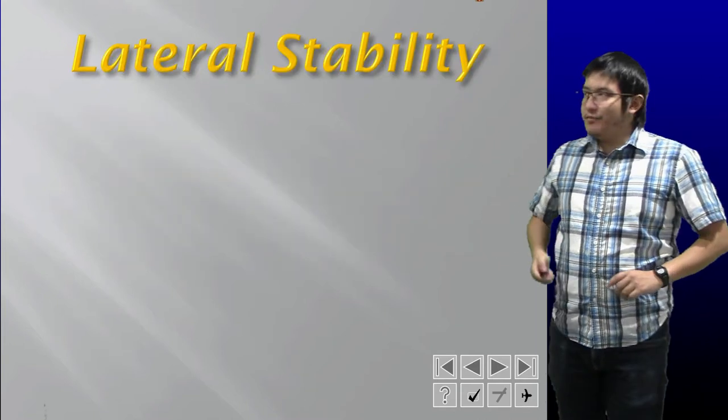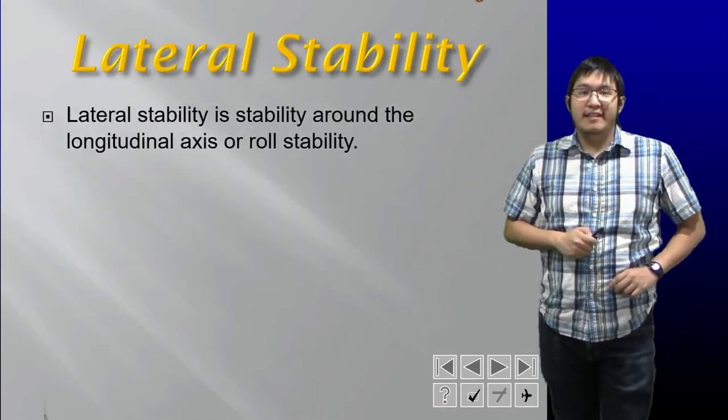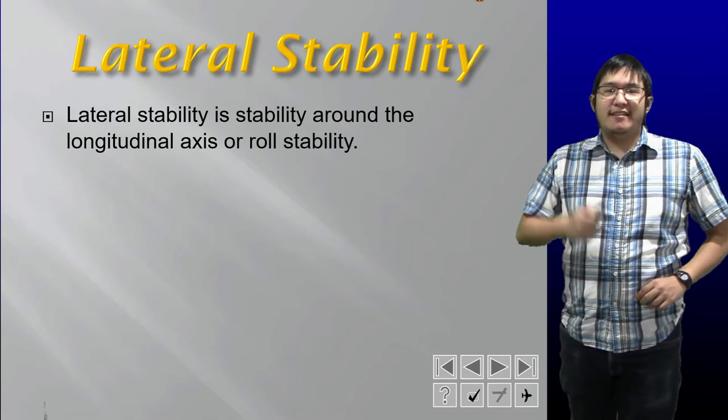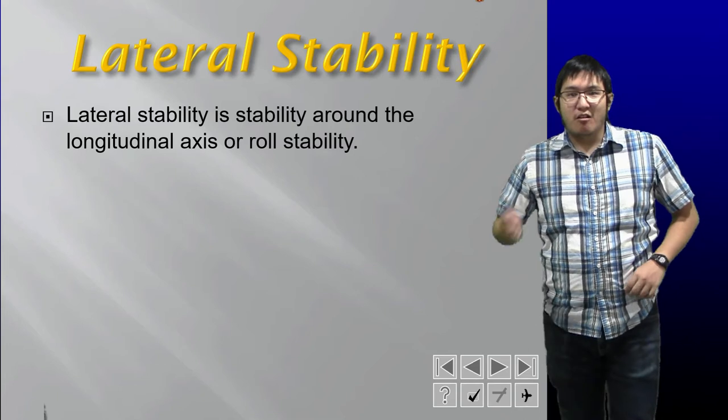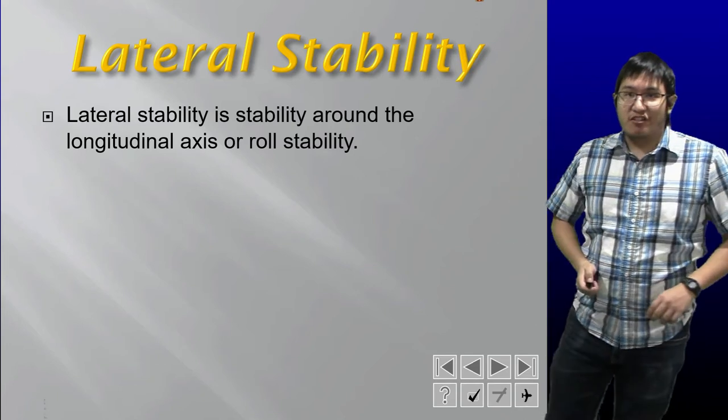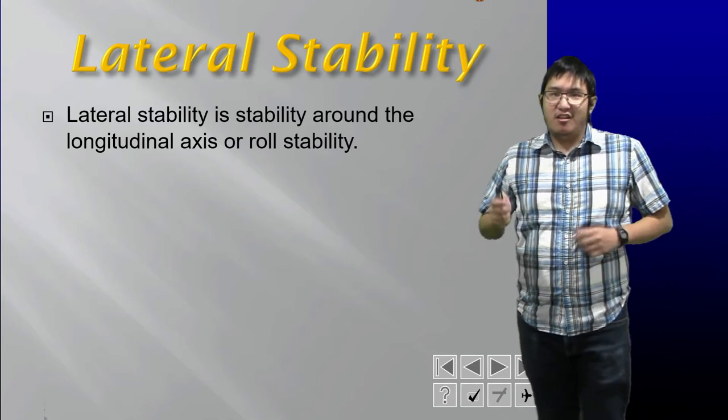Alright, next we have lateral stability. Lateral stability is stability around the longitudinal axis, or stability of the lateral axis. In this case, roll stability.